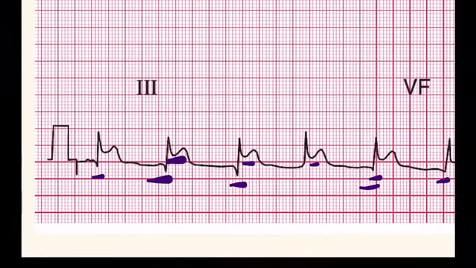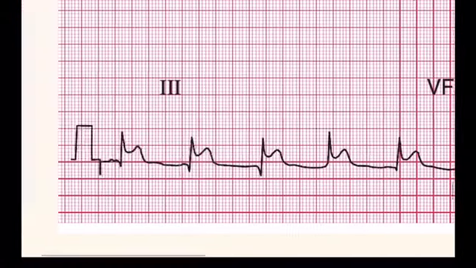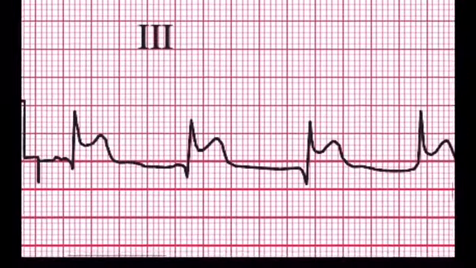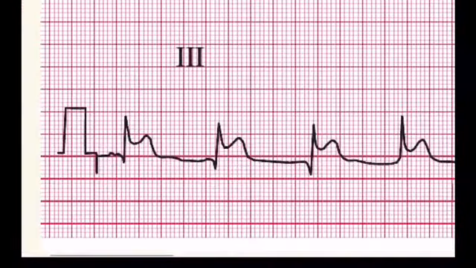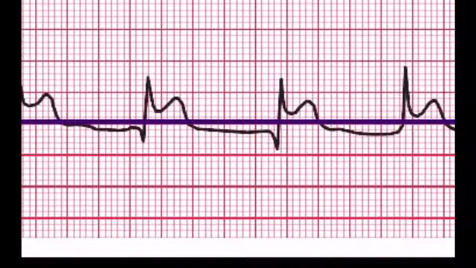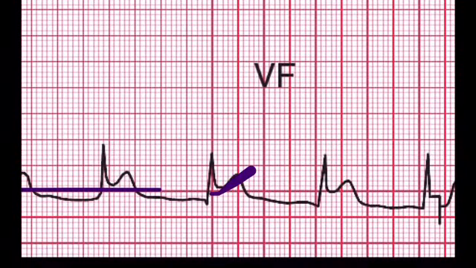Okay, now let me again draw the baseline to confirm the theory of the relative elevation of the ST segment. One line is already drawn in the ECG. See, the baseline was below. The baseline was not on the base where it started. So there is a relative elevation of the ST segment, and the ST segment elevation can be seen in the third lead, also in the VF lead.